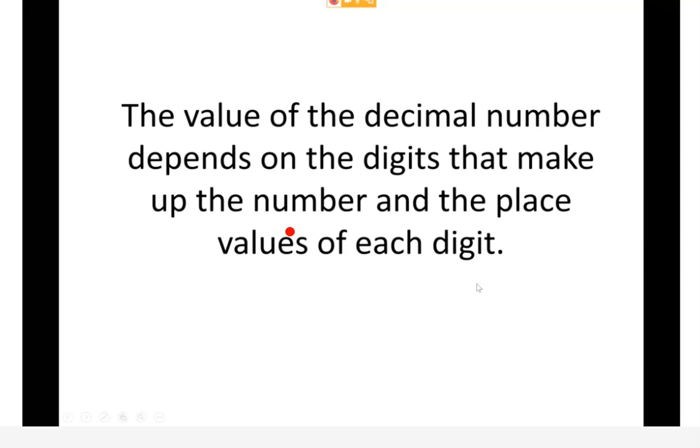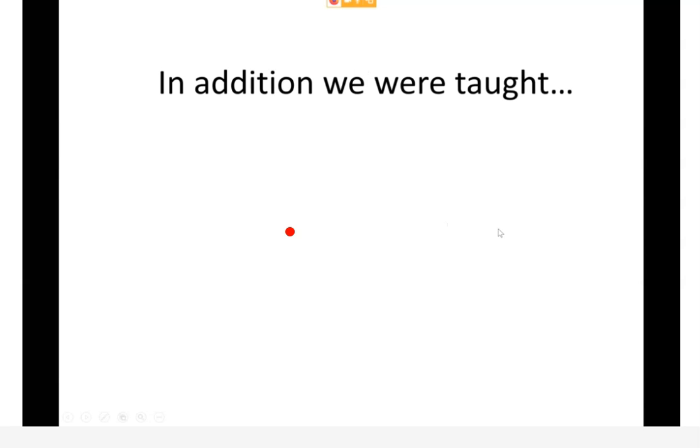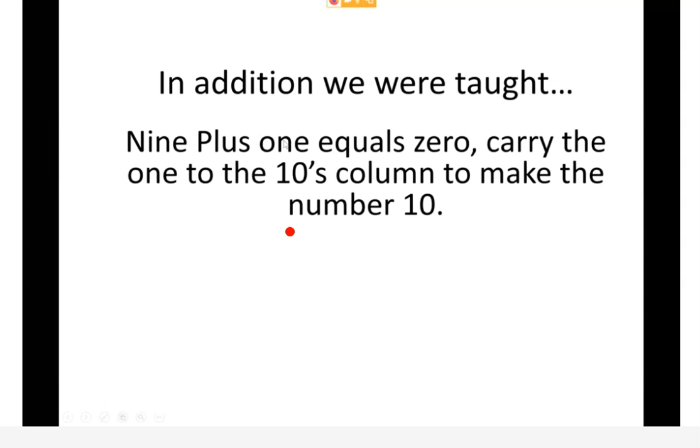The value of each decimal number depends on the digits that make up the number, and the place values of each digit. So what grade did we learn this? Grade 1, we had the ones, the tens, hundreds, thousands column, and so on, right? So million, 10,000. So 9 plus 1 equals 0. Carry the 1 to the tens column to make the number 10. Getting back into grade 1 here, right?